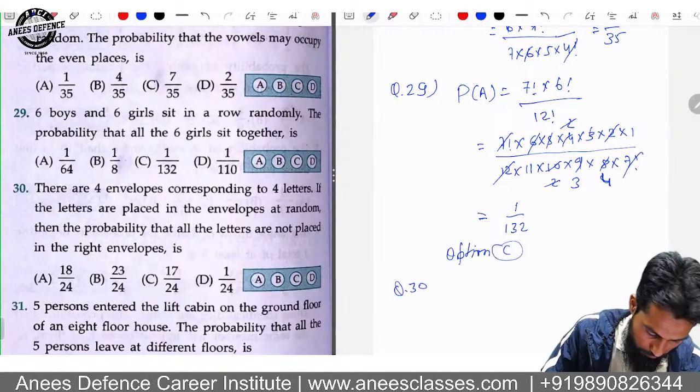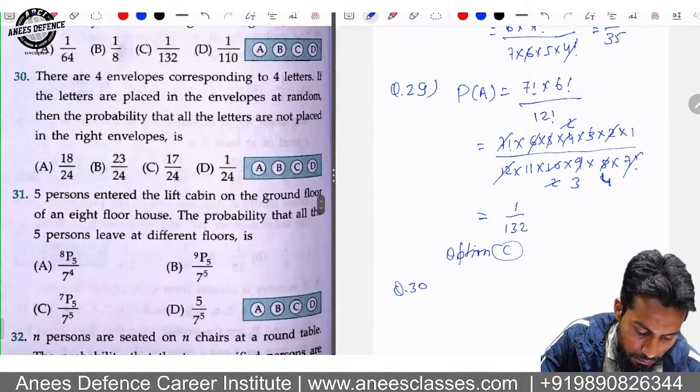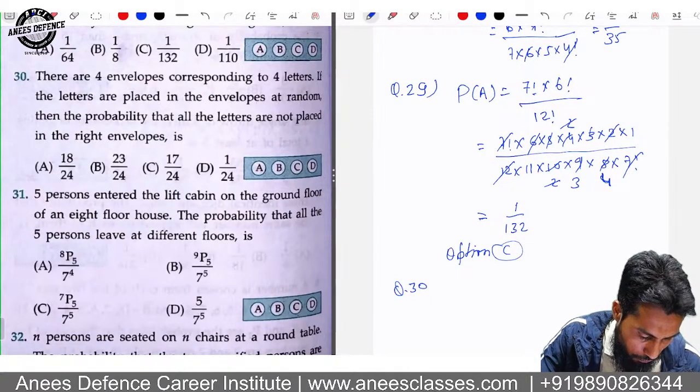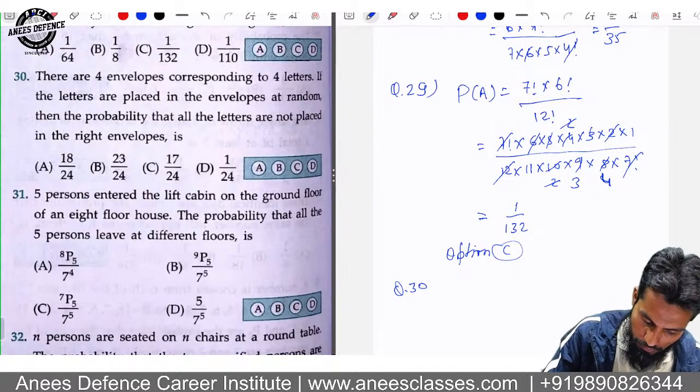Next, C for question number 30. Question 23, that is B. Yeah, B is correct. There are four. These are all questions from combination and permutation, right? From there, they have just taken out and divided by the total sample space. You will get the probability question. That's all.